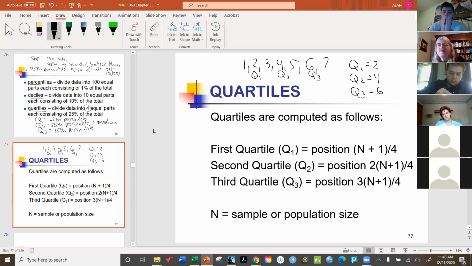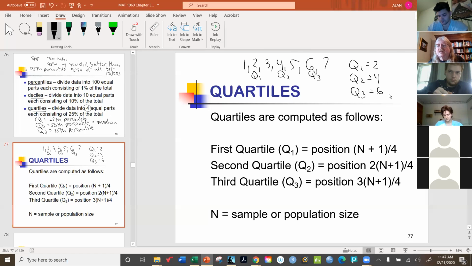And you're done. But it's usually not that simple. It's just a coincidence that the numbers in the set are 1 through 7, so that the position and the quartile actually match. We'll see pretty soon that that's not usually the way it works. Okay, but just to get you a sense of what we're trying to do here.